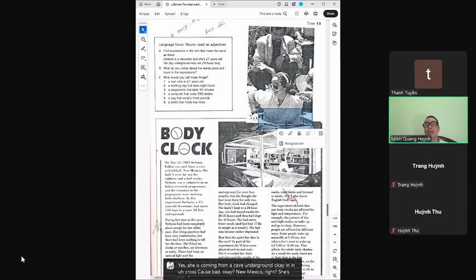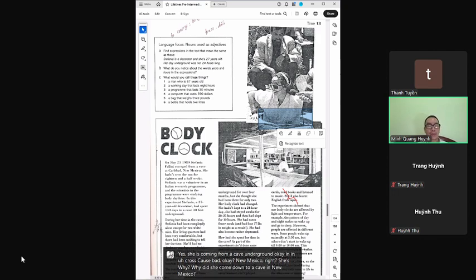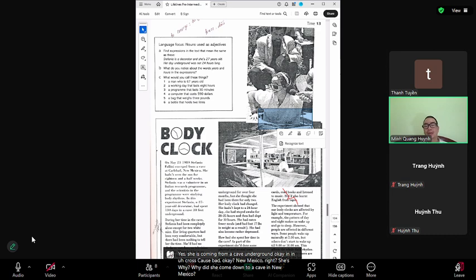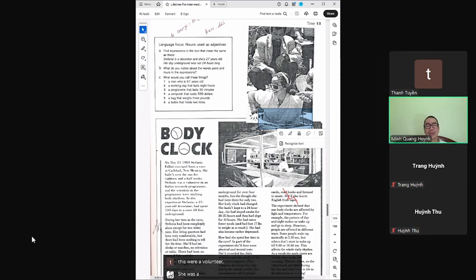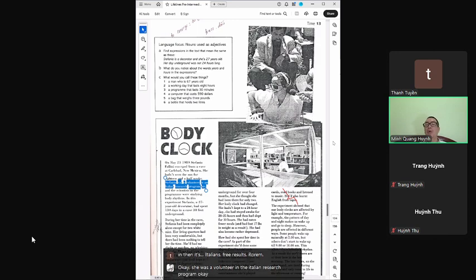Why did she come down to a cave in New Mexico? She was a volunteer. She was a volunteer. A volunteer for what? The Italian research program. Okay, she was a volunteer in the Italian research program. What did she do? What did she do in the research program?